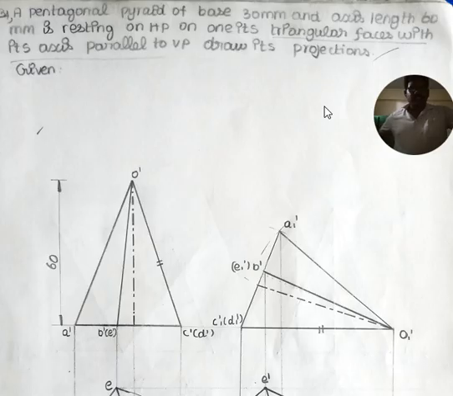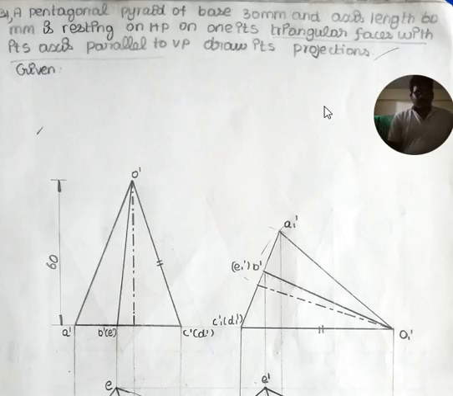This is resting on the horizontal plane. So which part is resting on the horizontal plane? One of its triangular faces. Totally how many triangular faces? It is a pentagonal pyramid, so five triangular faces. Out of the five triangular faces, one is resting on HP in such a way that the axis is parallel to VP.